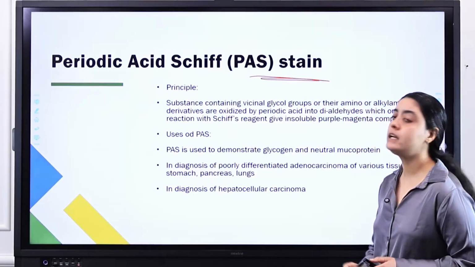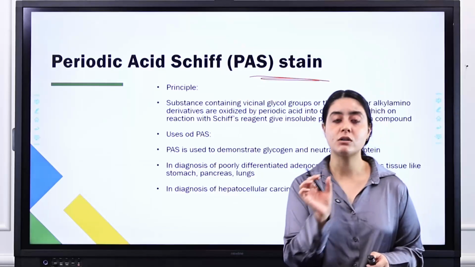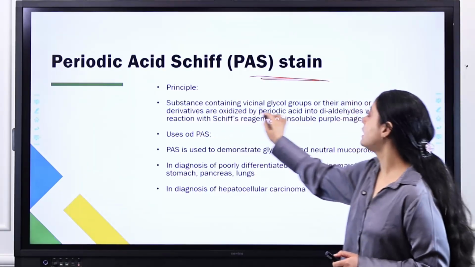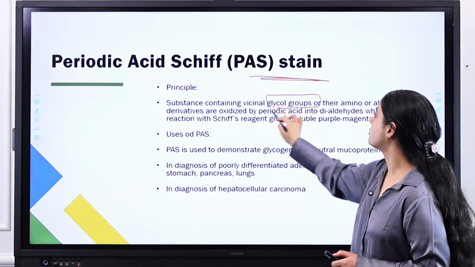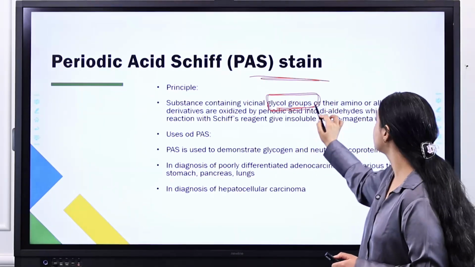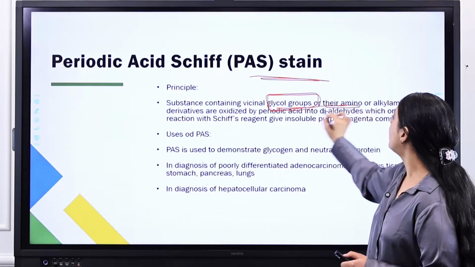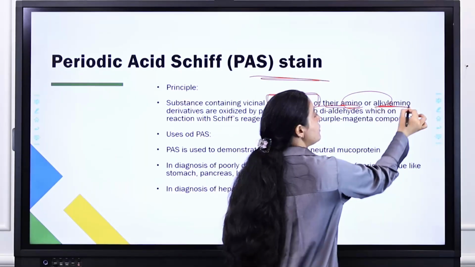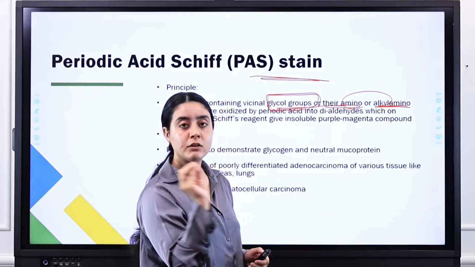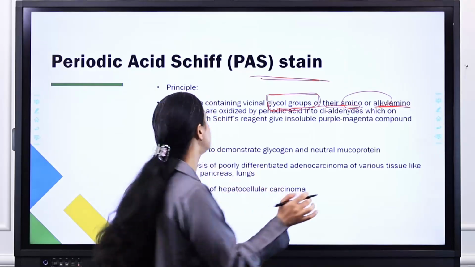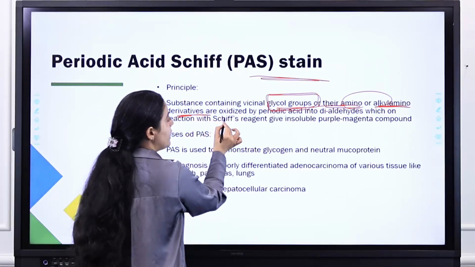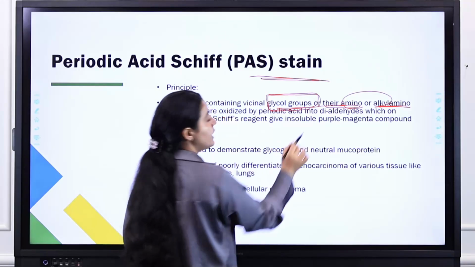It is basically an oxidation. Here an oxidation-reduction reaction will happen. So how? Substances containing vicinal glycol groups, or their amino derivatives like alkyl amino derivatives. You have to learn each and every name of those amino derivatives or groups. Alkyl amino derivatives are oxidized by periodic acid.